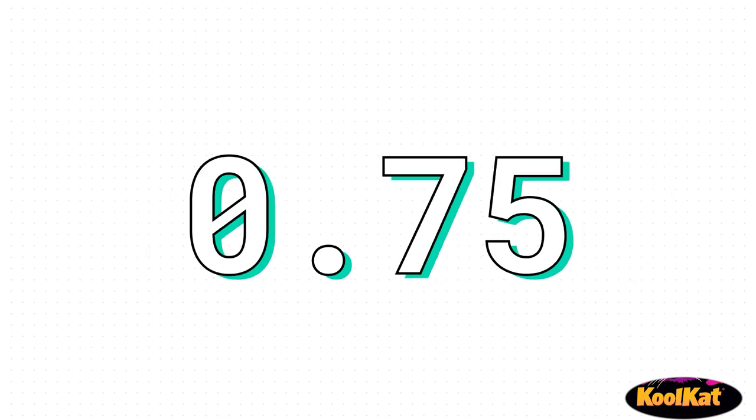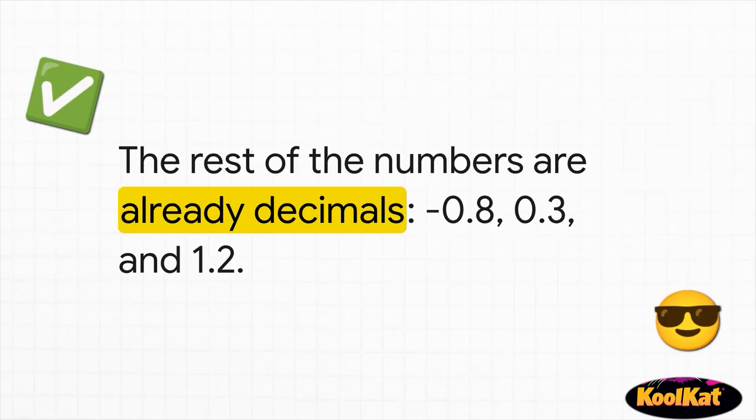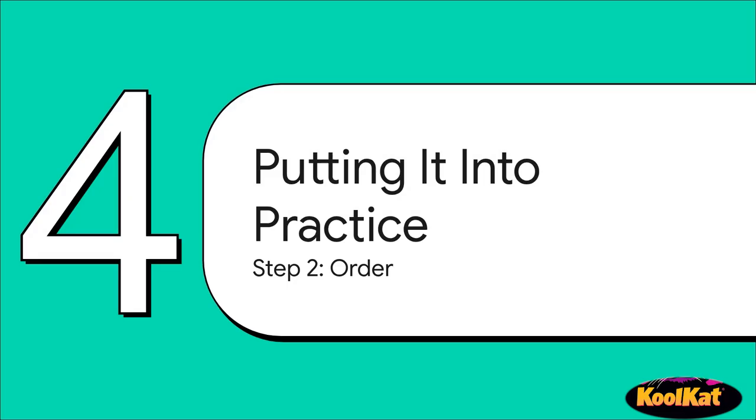And 3/4? Come on, you know this one. It's 3/4. In money, that's 75 cents. So it's just 0.75. Easy. And hey, look at this. The other three numbers, -0.8, 0.3, and 1.2, they did the work for us. They're already decimals, so we don't have to do a thing. Okay, now that everything is speaking the same language, decimals, we get to do the satisfying part. Step 2, let's get them in order.